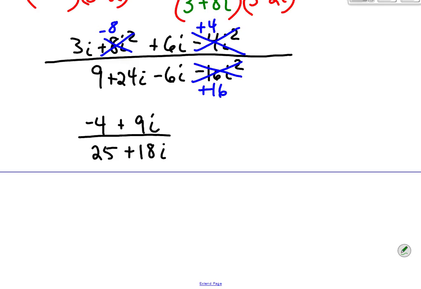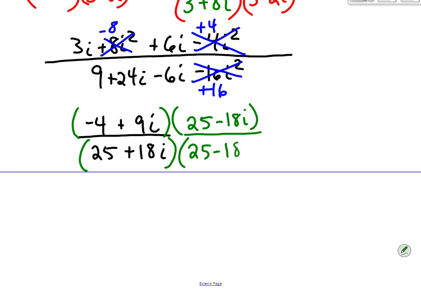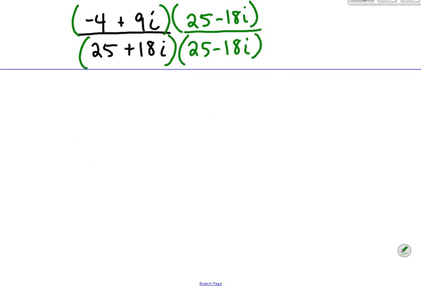rationalize that denominator, get rid of that i. So now I have to multiply by the conjugate pairs. This is where it gets kind of not very easy to manage numbers, but we can do it. 25 minus 18i is the conjugate of the denominator, so we'll multiply by that. And then I'll FOIL that out. I'll say what they are as I go.